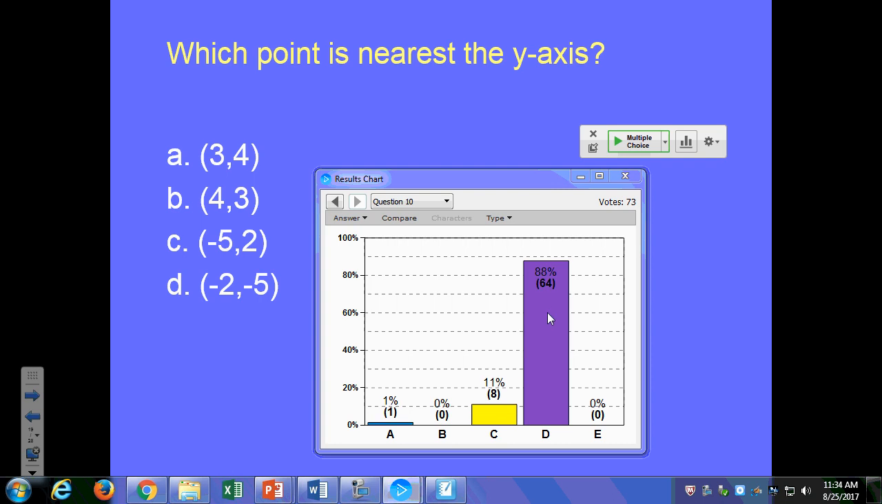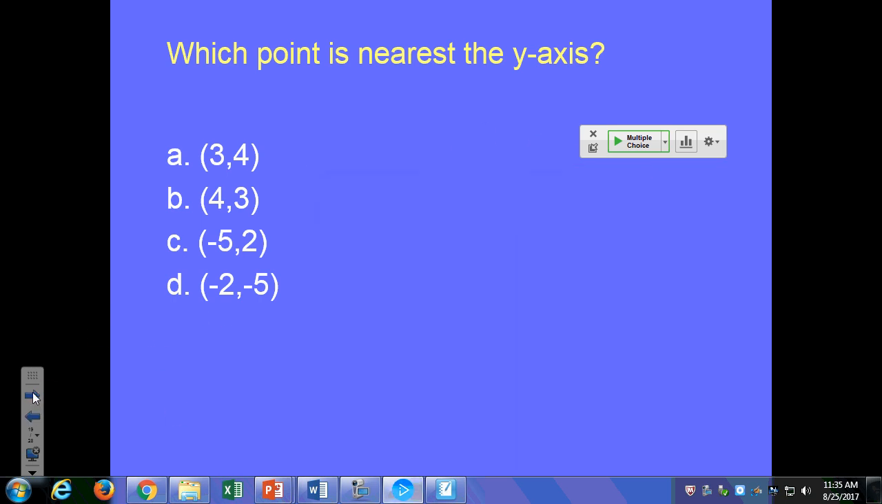Oh, so close. But D is right. A lot of you at first had put C, because you said, well, C has a low value on the y-axis, so that must be closer to the y-axis. But that doesn't get you closer to the y-axis, right? You gotta have a low value on the x-axis to get you closer to that y-axis. So D is the right answer. The one with the lowest x value gets you nearest the y-axis.